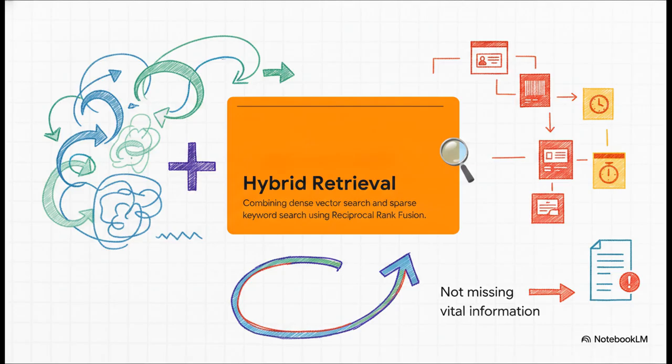Sparse keyword search, using algorithms like BM25, catches those exact terms perfectly, but it totally misses the broader context. So by running both and fusing the results together with reciprocal rank fusion, you make sure you don't miss a vital document just because a user searched for, say, renewal, instead of the exact phrase contract extension.